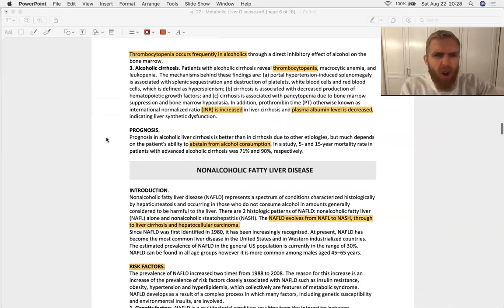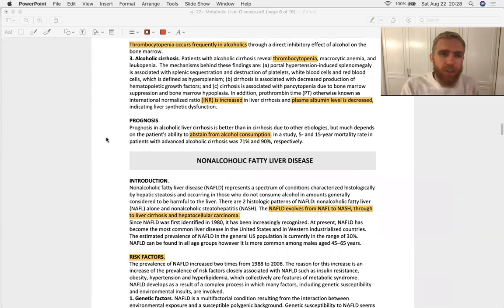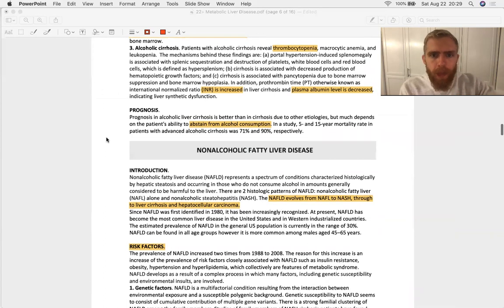Thrombocytopenia: alcohol inhibits the bone marrow. Megakaryocytes, which produce platelets, essentially bleb off platelets. Platelets are bags of cytoplasm from megakaryocytes. Those live in the bone marrow. Your INR is going to be up. That's secondary to failure of liver function.